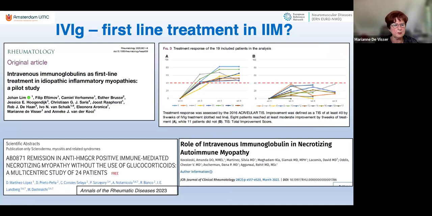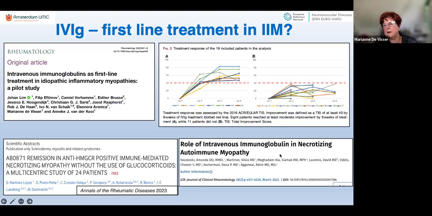Martinez Lopez from Ingrid Lundberg's group included 24 IMNM patients who had been exposed to statins. 5 patients were steroid-free and were treated for 3 months with IVIG, and the others had add-on medication, IVIG, in addition to treatments. Remission or low disease activity was achieved in nearly 90% of the patients, including the 5 who did not receive steroids, and the time to remission or CK normalization was similar in both groups. So this looks promising, but needs further investigation.